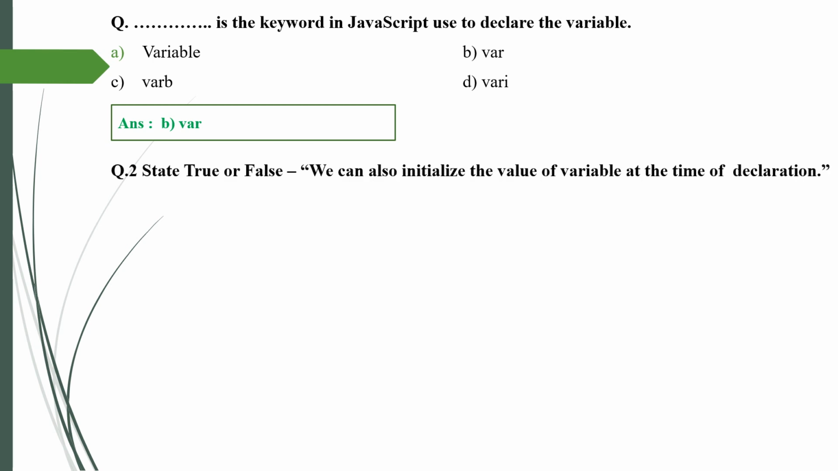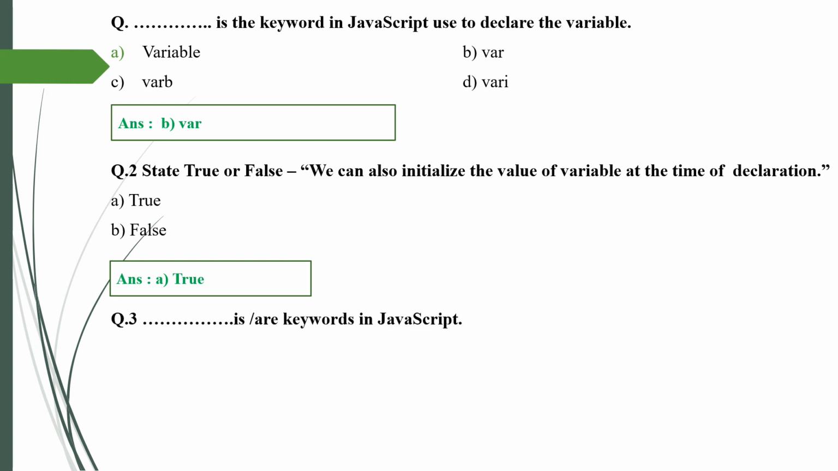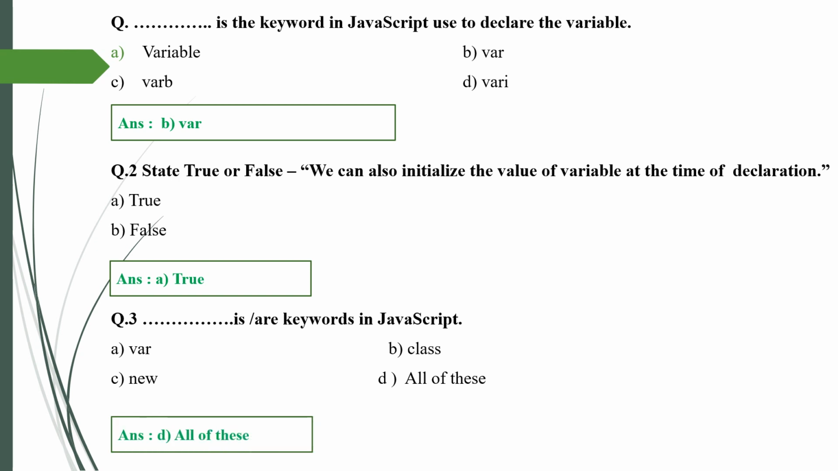Second question is straight true or false. We can also initialize the value of variable at the time of declaration. Options are true and false. This statement is right. So answer of this question is true. Last question: dash dash are keywords in JavaScript. Options are where, second option class, third option new, last option all of this. So all are the keywords in JavaScript. So answer of this question is all of this.